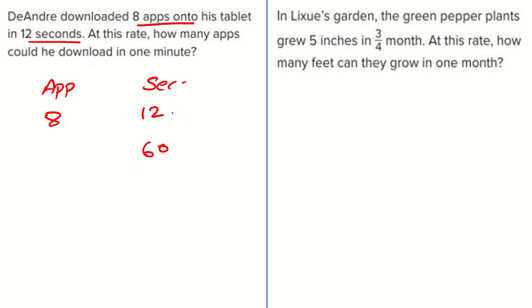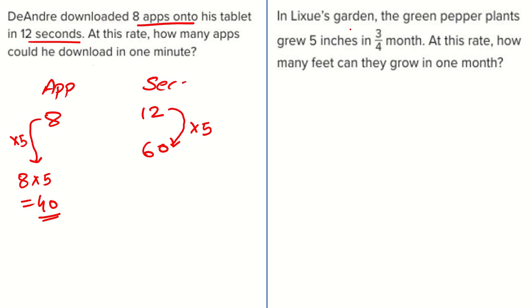Now you see, without the unitary method also we can do it directly, and it's quite simple. See, 12 multiplied by what number will be equal to 60? It will be 5. So 12 multiplied by 5 is 60. So to maintain the same ratio, you will have to multiply this number also by 5. So 8 multiplied by 5 will be equal to 40 apps he will download in 1 minute.